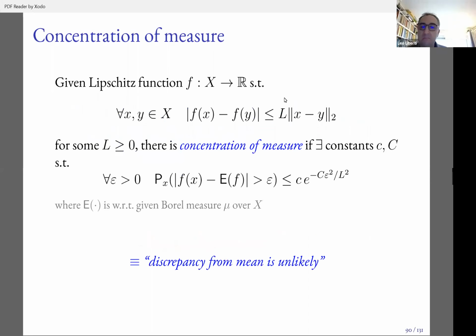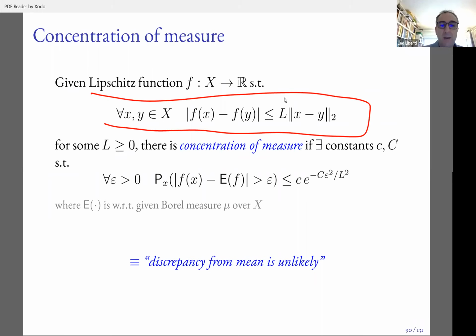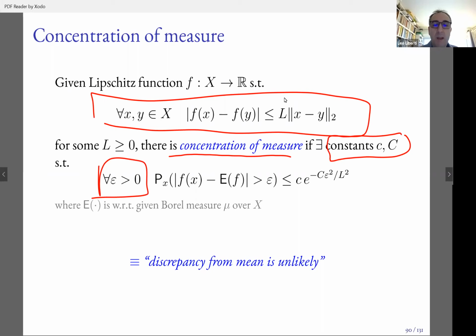All right, so for example, if you apply it to a Lipschitz function, this is the definition of a Lipschitz function f. There is concentration of measure if there exist constants c, small c and big C, such that for every epsilon greater than 0, the probability of sampling an X that is far away from the expected value of f is small and decreases very rapidly towards 0. Okay? So the discrepancy from the mean is unlikely in this sense.